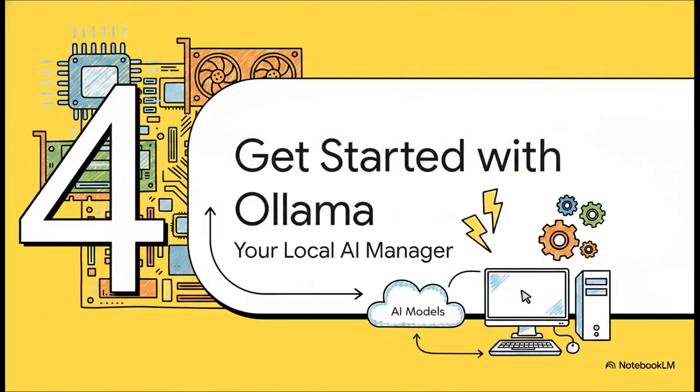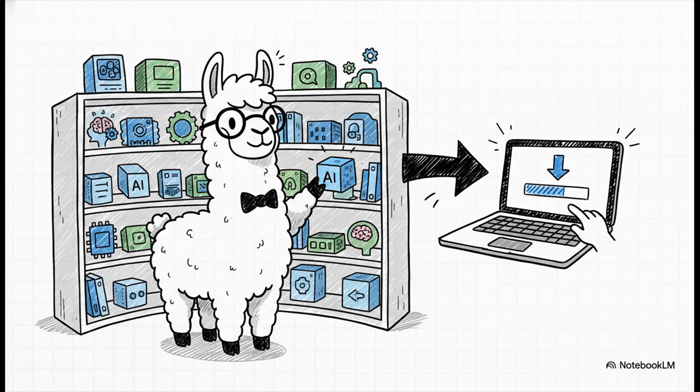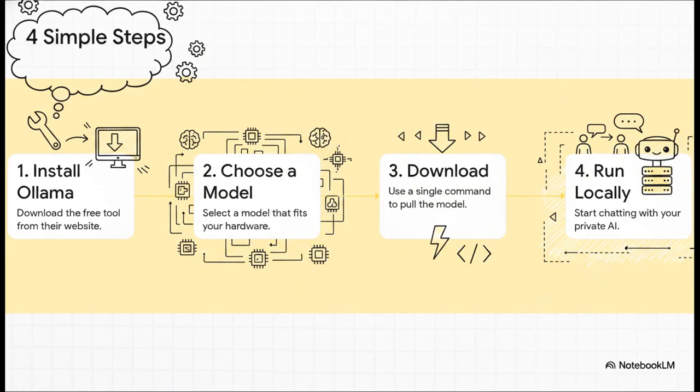Okay, so you've checked your hardware and you're ready to go. How do you actually make this happen? Well, the answer is a fantastically simple and totally free tool called Ollama. Just think of Ollama as like a super smart manager for your local AI. It's this free program you install, and it lets you easily browse, download, and run a huge library of different open source AI models. And the best part? It's all done with just a few really simple commands.